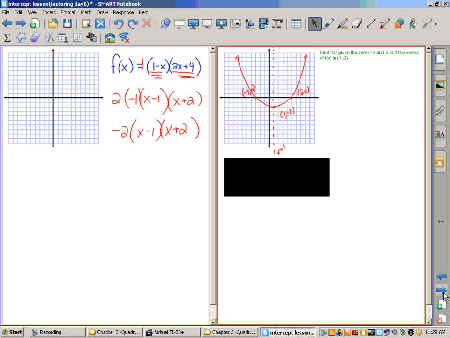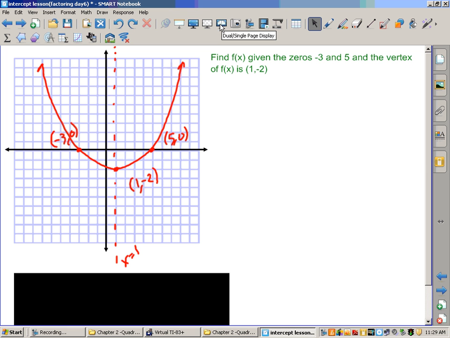All right, this is where I wanted to get to. I'm going to give you the graph, and you say what the equation is. Okay, you have the graph. I want to know the equation.